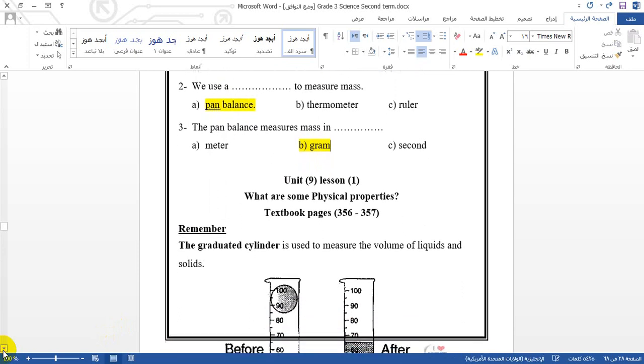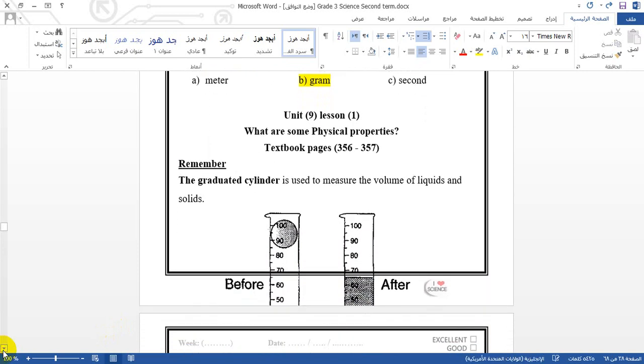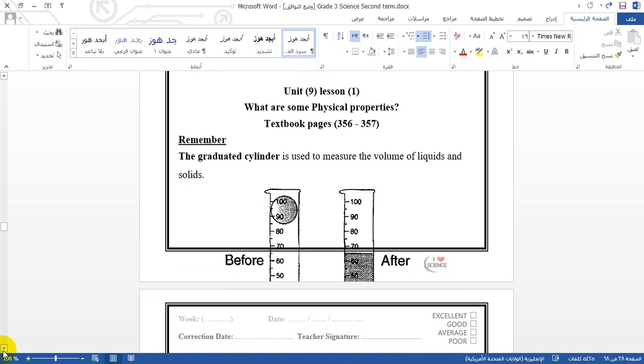Now we should go to page 36. Page 36, guys. Now we will start the lesson that talks about the volume. Okay guys, the volume of what exactly? Of liquids and gases, and also regular objects and irregular objects. So what do we use exactly, guys? We use the graduated cylinder. The graduated cylinder is used to measure the volume of liquids and solids.